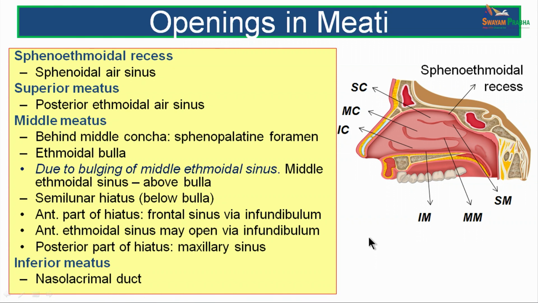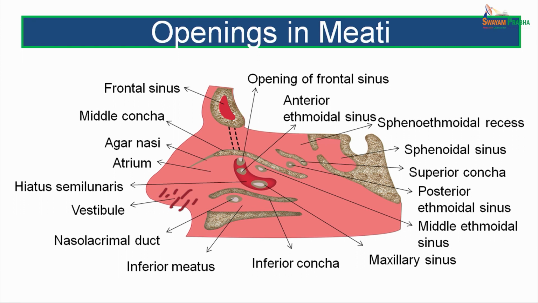Let us see a better picture to understand the various openings which are seen in these meatuses. This is the superior nasal concha. Above that is the sphenoethmoidal recess showing one opening, and that is the opening of the sphenoidal air sinus.